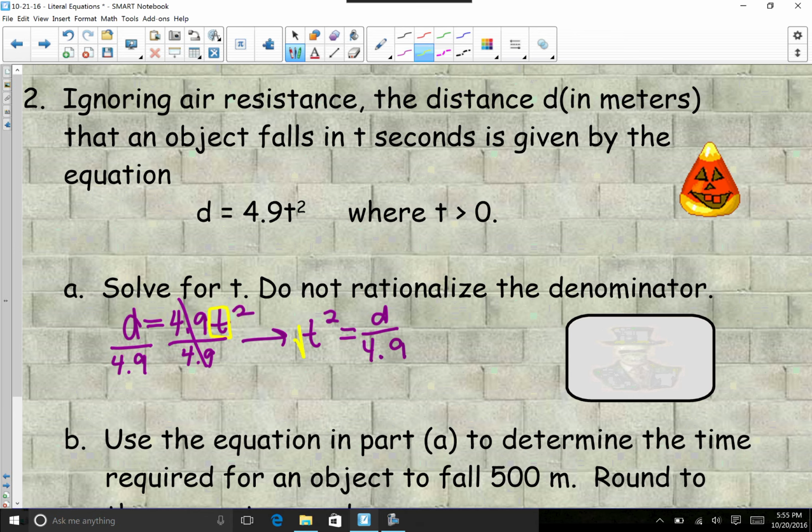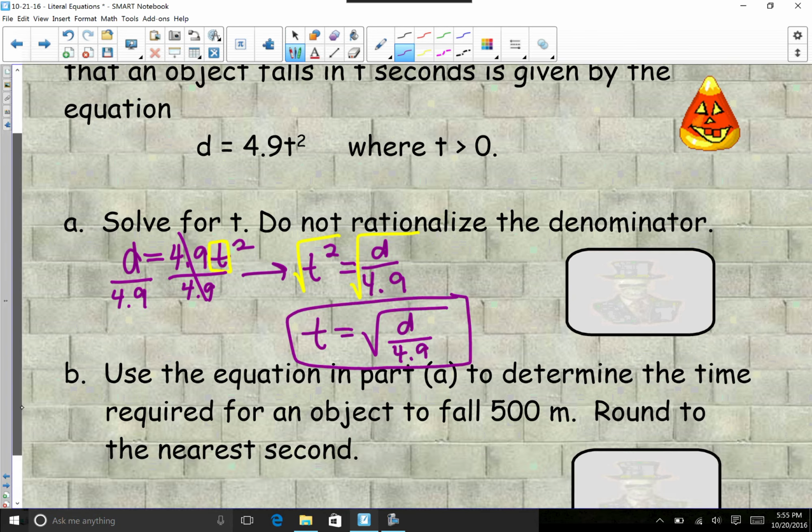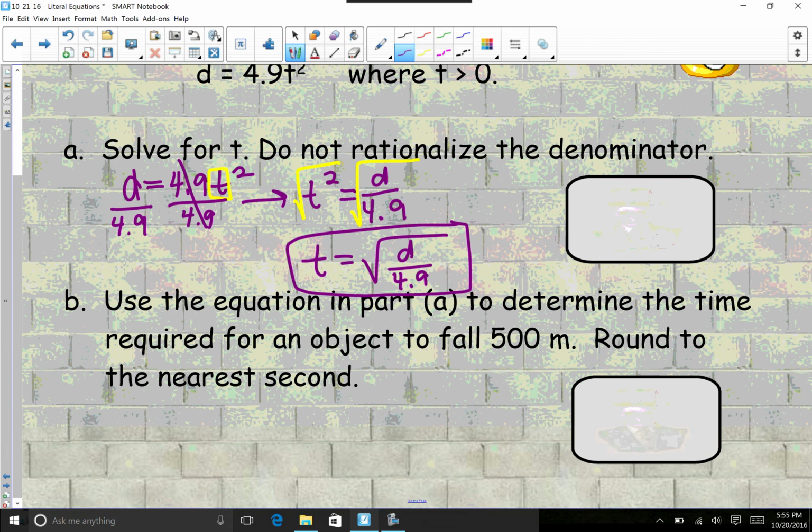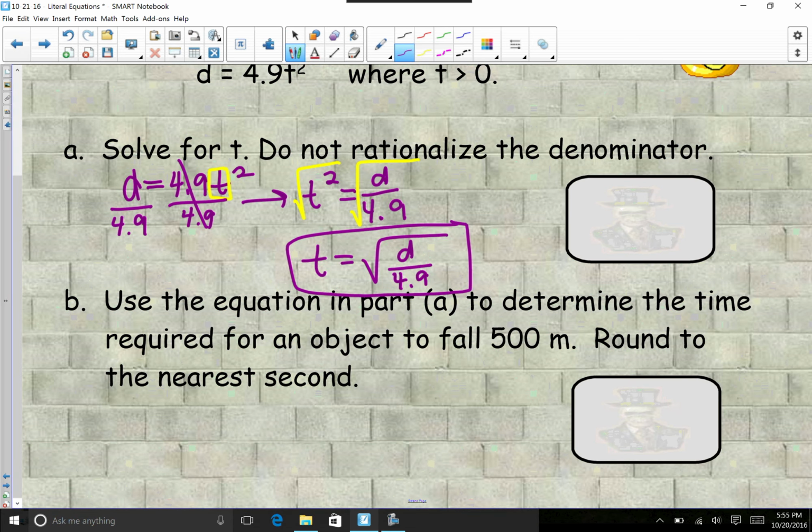Now I just need to get rid of that square, so I take the square root of both sides. We end up with t equals the square root of d divided by 4.9. It says do not rationalize the denominator, so that means don't get rid of the radical in the bottom. 4 and 9 are perfect squares, but 4.9 is not a perfect square. So the square root of 4.9 in the denominator is not 2.3. You have to be very careful with that.